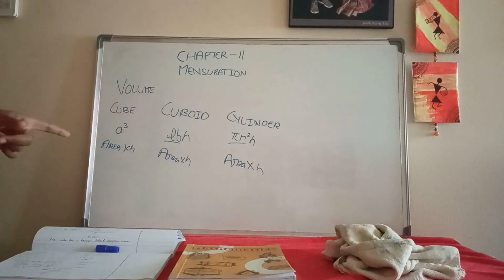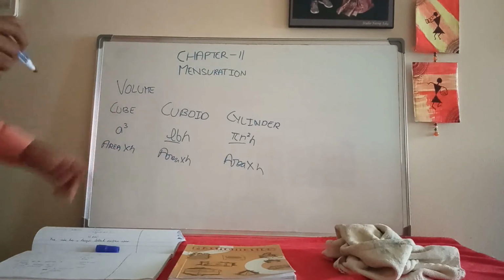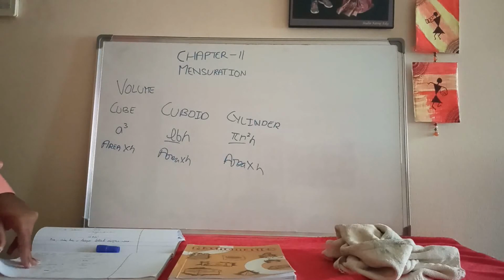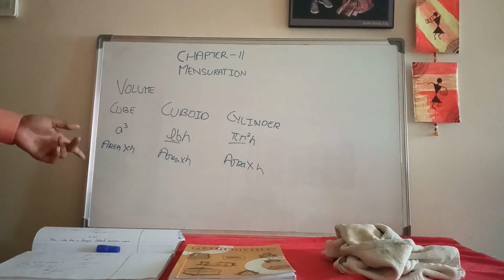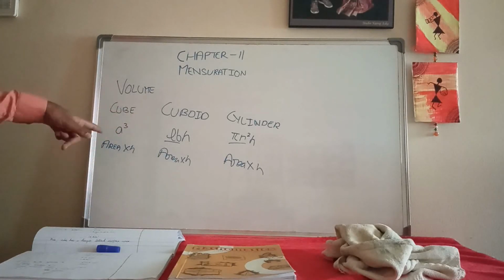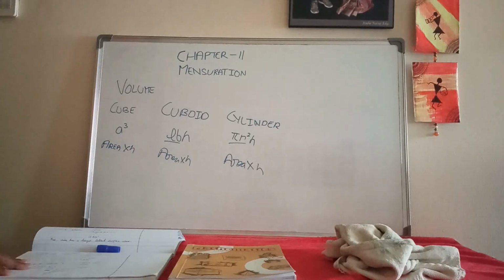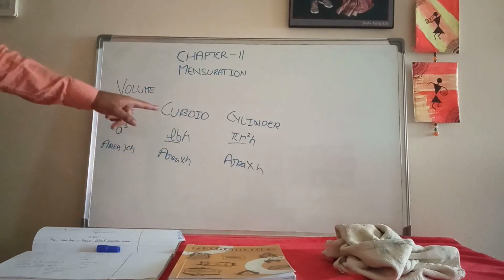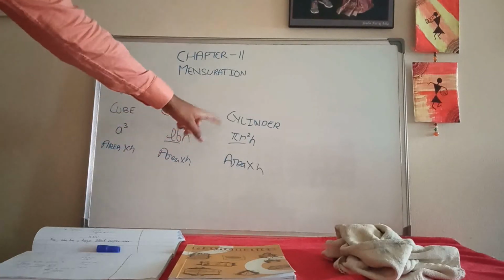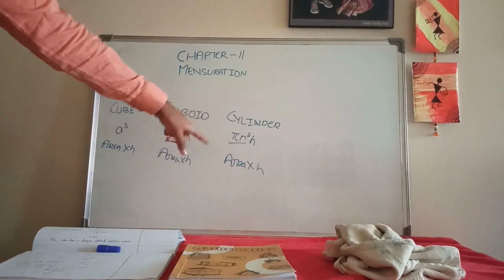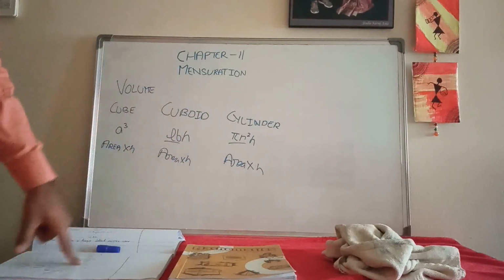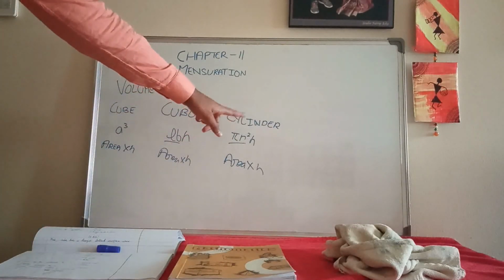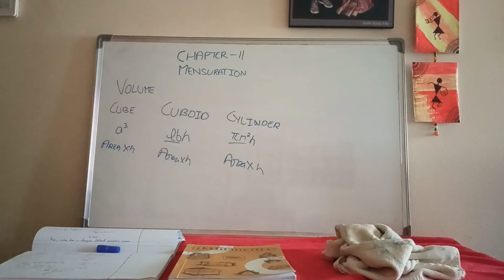So a cube has three sides, that is the length part, the breadth part, and the height part. But because all of them are equal in a cube, it's side cubed. Now cuboid. Cuboid is L into B into H, that is length into breadth into height. And cylinder is pi r square into H, that's 22 by 7 or 3.14 into r square into H. This is how we find the volume of cuboid and cylinder.